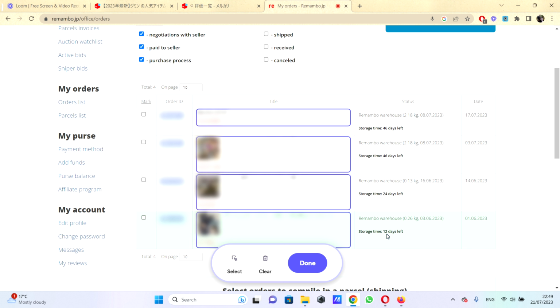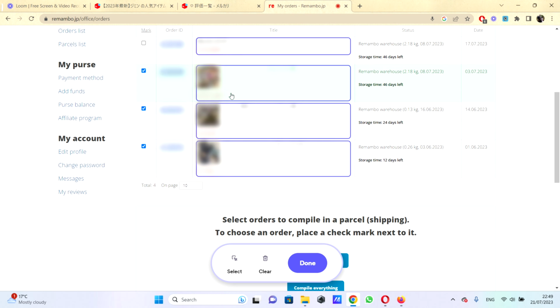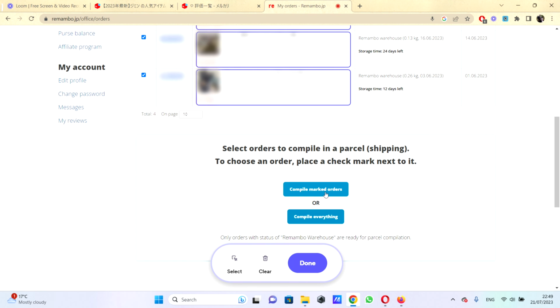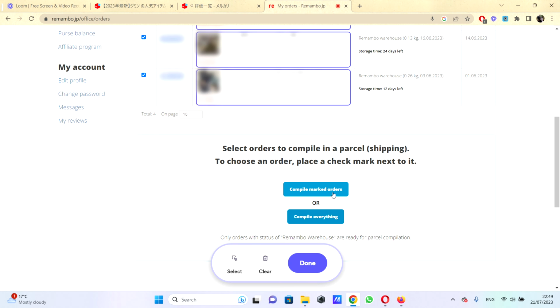Not about to, but still, I'm going on vacation in a little bit and I just want to get it out there because I'm not going to be able to get it otherwise. So what we're going to do is choose these 3 items and then scroll down. You can compile everything that is in your warehouse, or you can compile just the marked orders, which is what I want. So I'm just going to compile the marked orders.